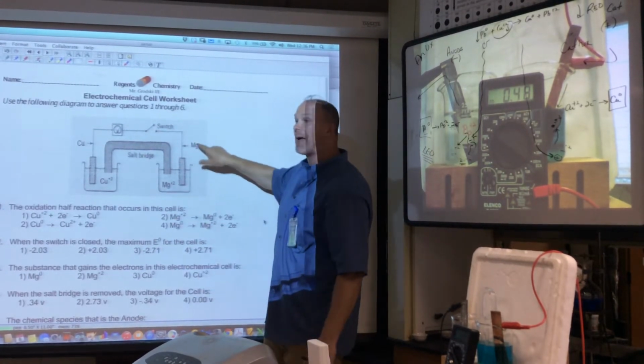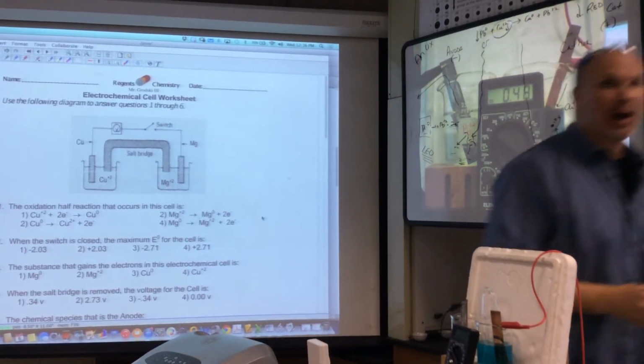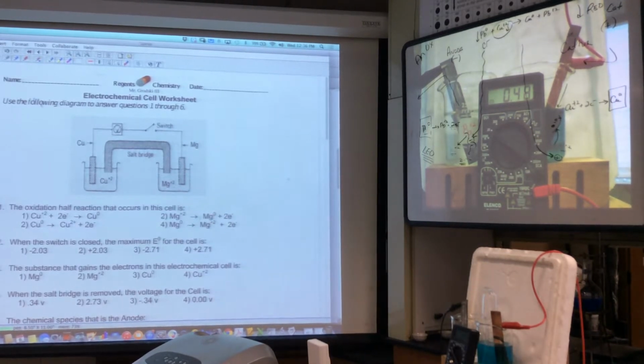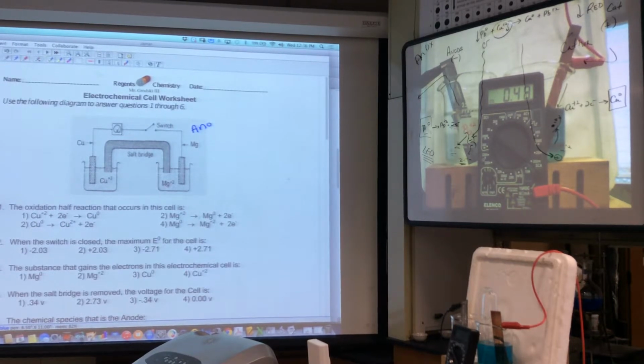Now, magnesium is higher on table J. So, mark it up, guys. The first step is see who your anode is. So I'm going to mark it up and say, magnesium is my anode. Now some people like to say anode, but anode. Copper is my what then?